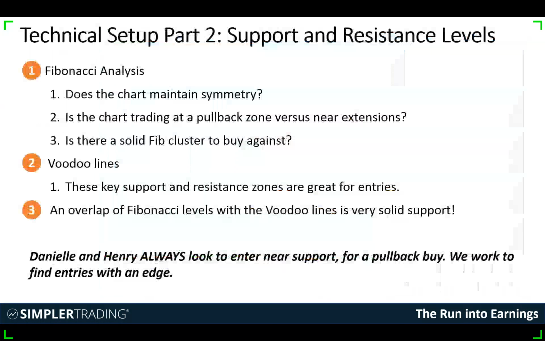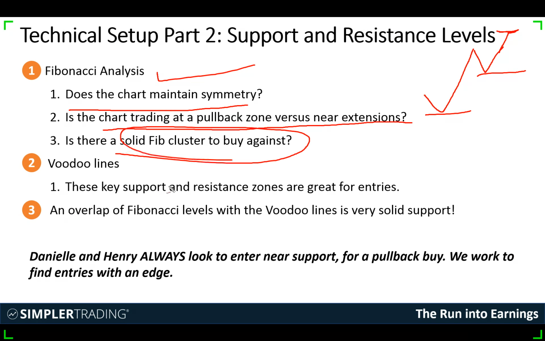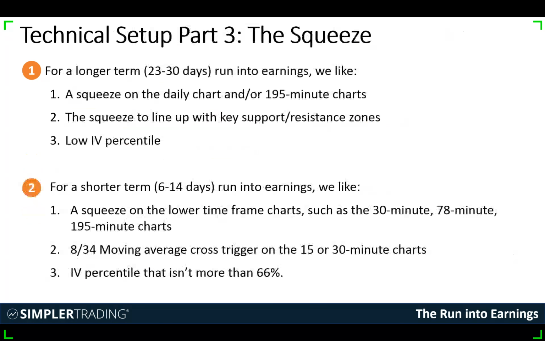All right, so technical setup, part 2, support and resistance levels. We like to use a combination of fib. Is the chart pulling back and maintaining symmetry? Is it trading at a pullback zone versus near extensions? You always want to be buying things on the dip. You don't want to be buying them when they're extended. Is there a solid fib cluster that we can buy against, or is there a voodoo line? We really just want to make sure that we're focusing on pullback buy entries to give us an edge so that we don't have that much at risk.